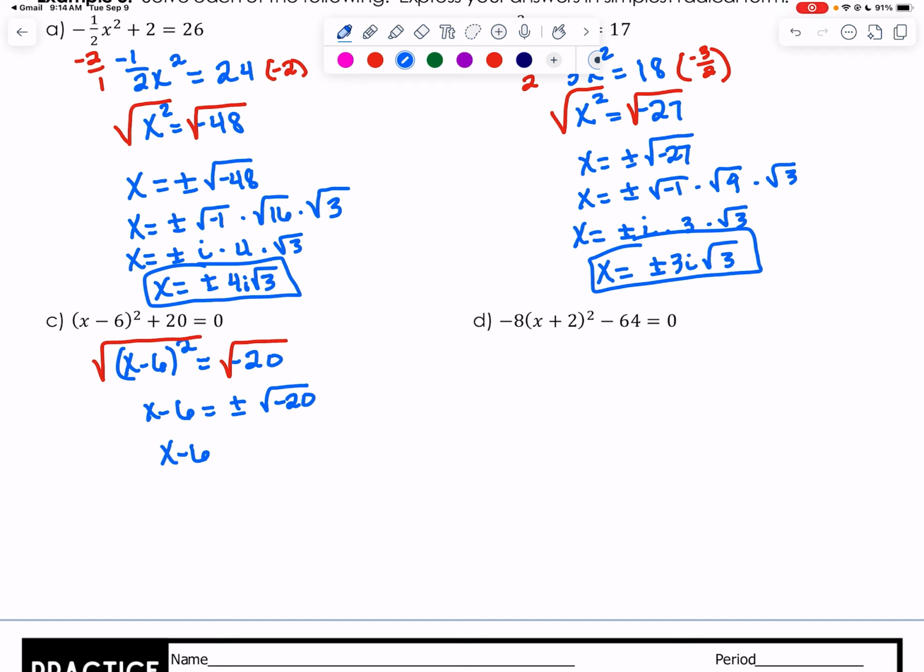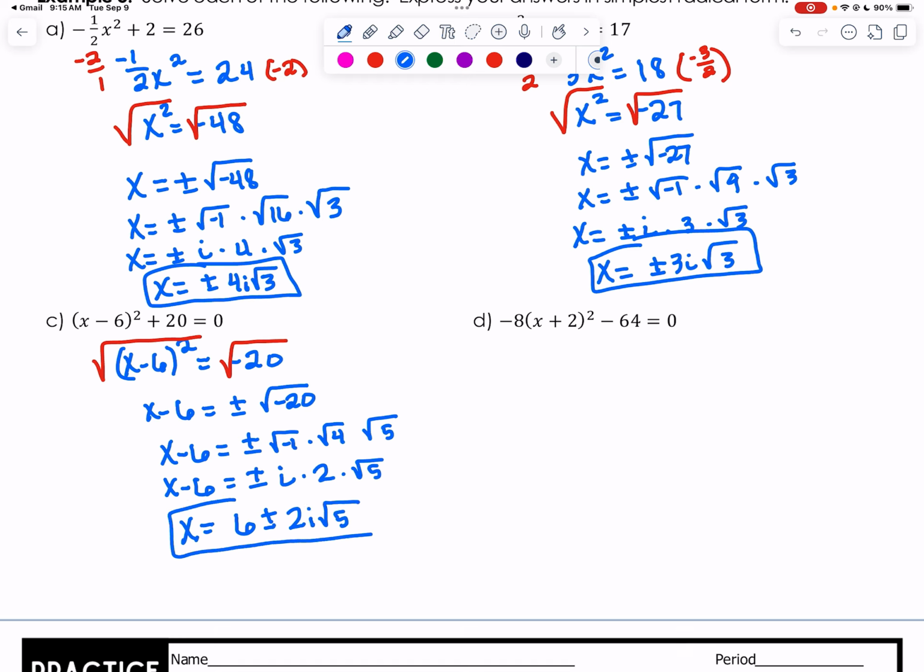Now I'm going to simplify that. That would be plus or minus square root negative 1. And then for 20, I'll break it down to square root 4, square root 5. So x minus 6 equals plus or minus i times 2 times square root 5. Now I'll bring the 6 to the other side. 6 plus or minus, and then I'll simplify that to 2i square root 5. Final answer. All right, pause the video and try problem D on your own.